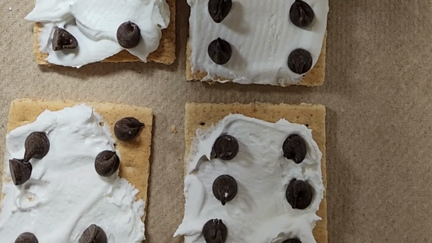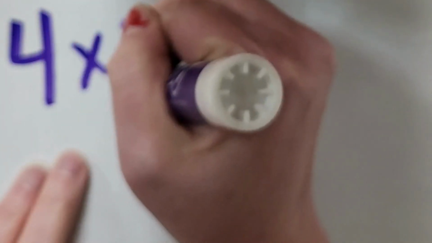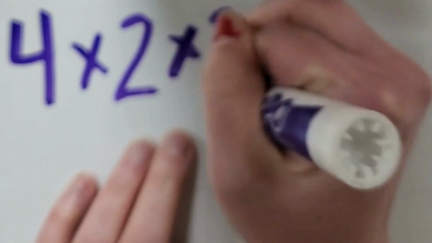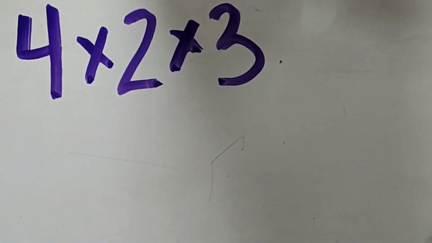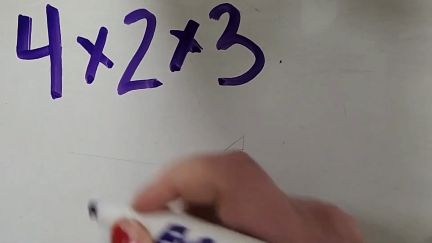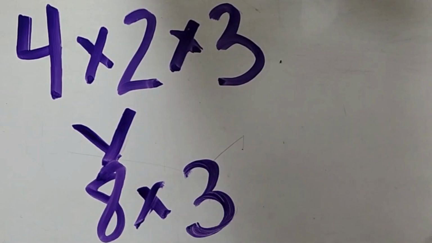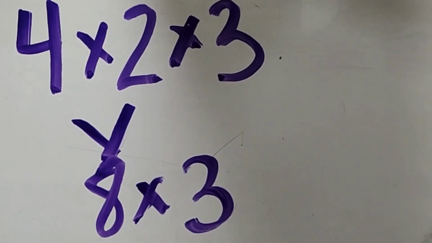And so now we have, again, our 4 squares, and each square has 2 rectangles, and each rectangle has 3 chocolate chips. So let's talk it through together as we make the equation. I can begin by finding the amount of rectangles I have, which is 8. And so to find the total number of chocolate chips, I'm going to do 8 times 3.